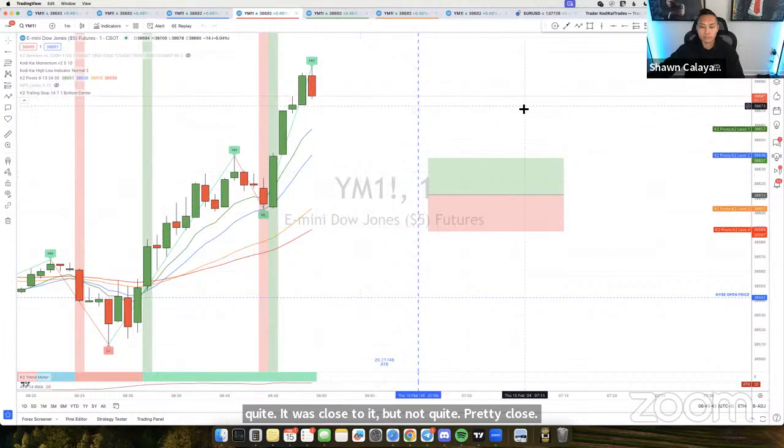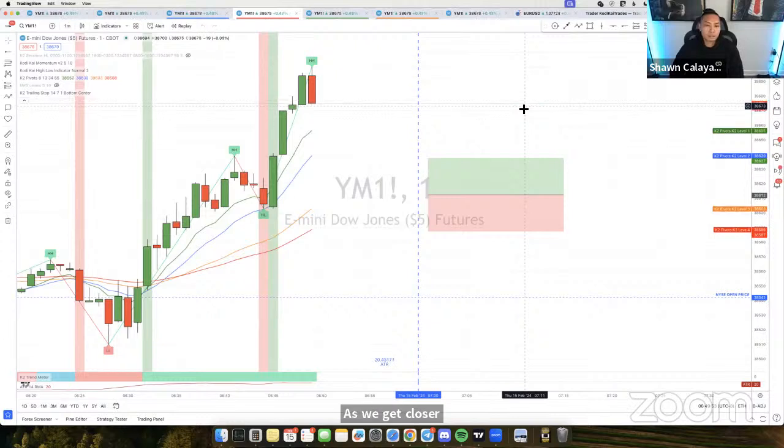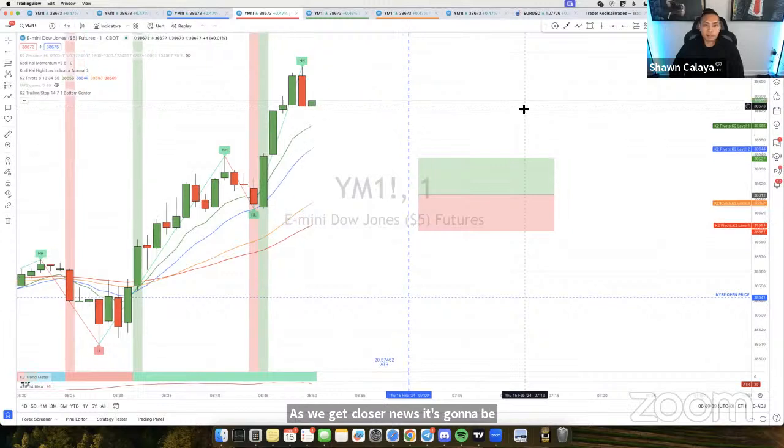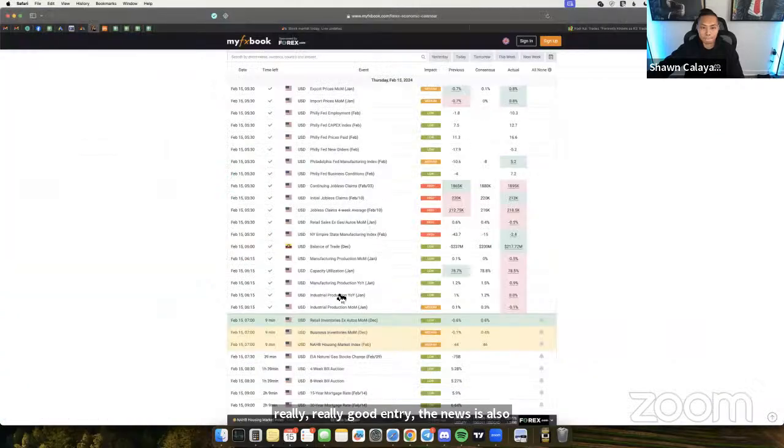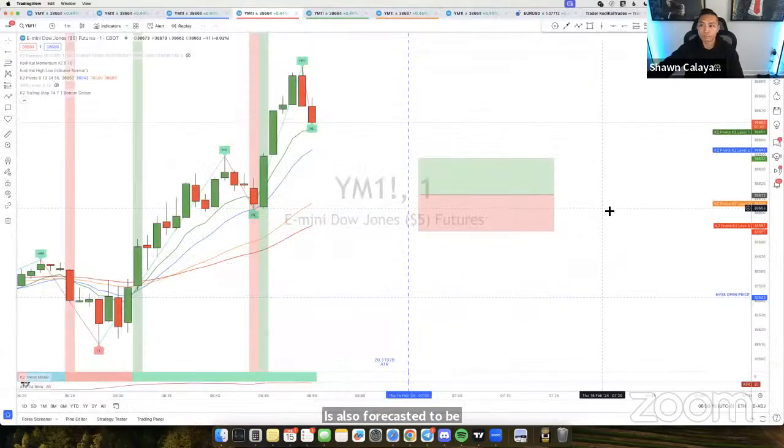All right, the volatility here is starting to die down a little bit. As we get closer to news, it's really going to be by choice if you guys want to take it or not. I've got to think about it because it's too close to news. I'm probably going to sit out, but we'll see. I just got to see how it plays out. If it looks like a really, really good entry, the news is also forecasted to be positive. So I mean, it might be beneficial.